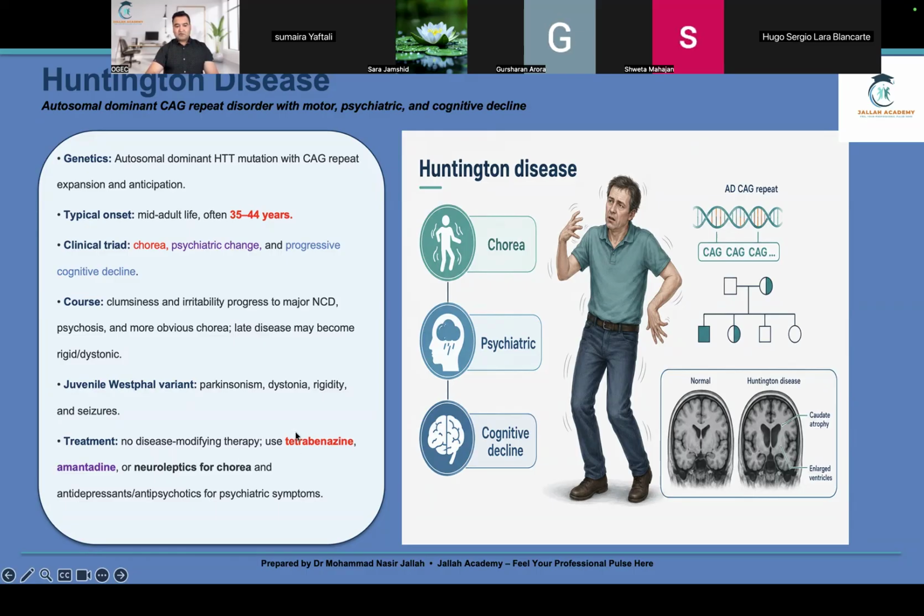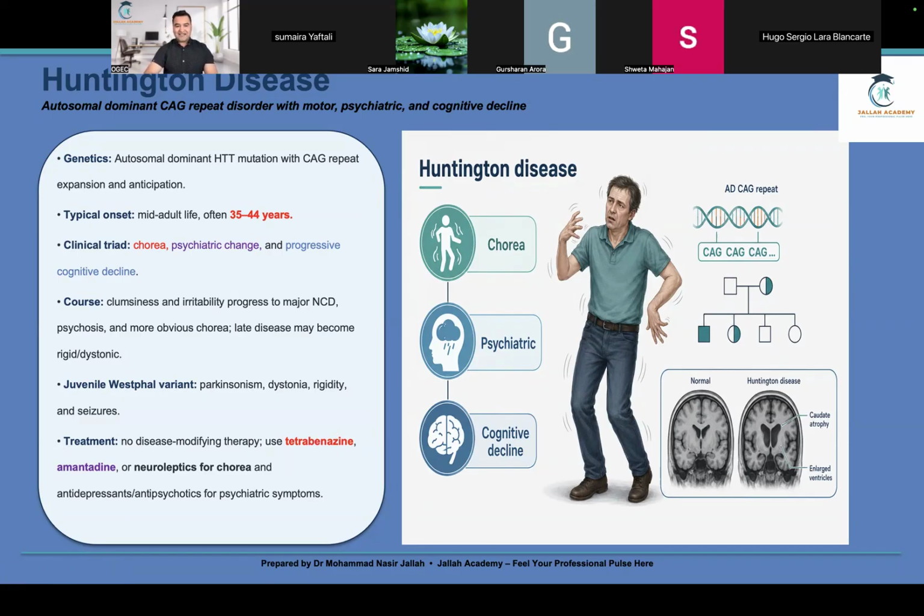Treatment: no disease-modifying therapy. Tetrabenazine, amantadine, and neuroleptics for chorea, and antidepressants depending on the condition, antipsychotics for the psychiatric symptoms, because the patient will have psychiatric symptoms, right? Depending on what the patient has, you decide whether you are choosing the antidepressant or antipsychotic. But tetrabenazine has been there in many questions.